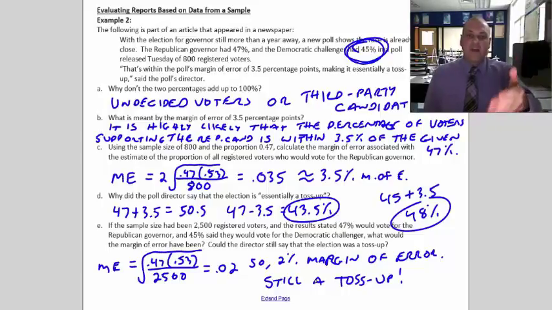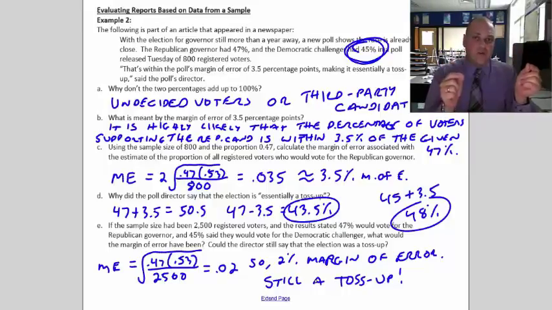Take your 45%, take your 47%, subtract 2%. Subtract 2%, you're still at 45%. The 45% can go up to 47 with a 2% error, right? So with a 2% margin of error, they could actually flip-flop. The 47 can go to 45, the 45 can go to 47. Now the Democrat's ahead of the Republican. They could flip-flop just like that, or they could be equal. It is still a toss-up, even if you had 2,500 as your sample.